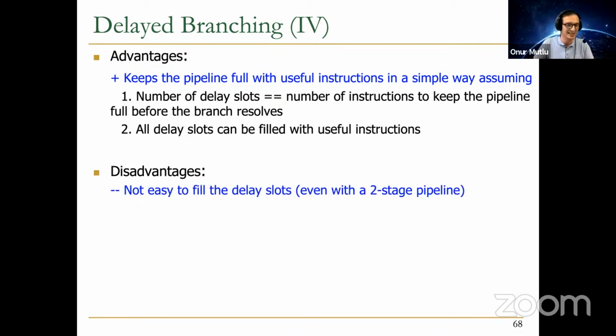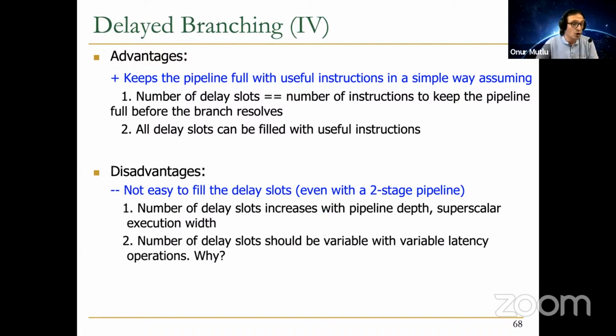This should not be surprising to you when we discussed instruction reordering, right? The compiler has a difficult task. It's difficult to reorder instructions. Even with a 2-stage pipeline, it's difficult to fill the delay slots. And because the number of delay slots increases with pipeline depth and superscalar execution width, and the number of delay slots should be variable with variable latency operations, because if you have a load instruction or a variable latency operation, you don't know how long it'll take, right? So basically, this makes it very difficult to fill the delay slots, but also you may need to recompile your code potentially if you change the semantics of your ISA based on the microarchitecture.